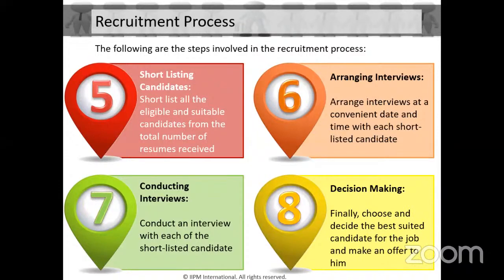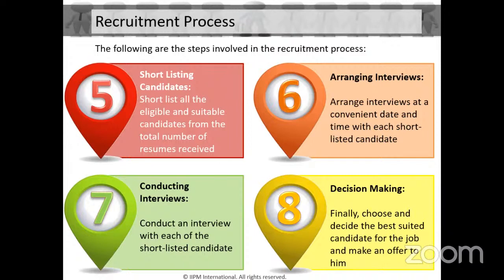In shortlisting candidates, what are you doing? You are sorting out the eligible and suitable candidates from the total number of resumes received. So it is not every resume received that will be shortlisted. It means that this set of people have the required skill based on what you see on paper, that they can be considered. That's what shortlisting means. And then number six, arranging for interviews.